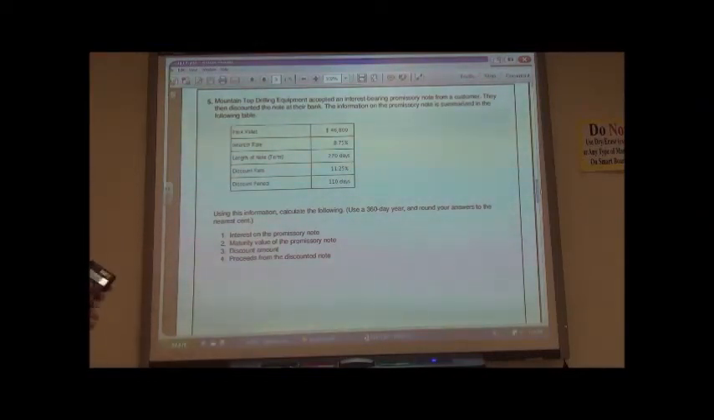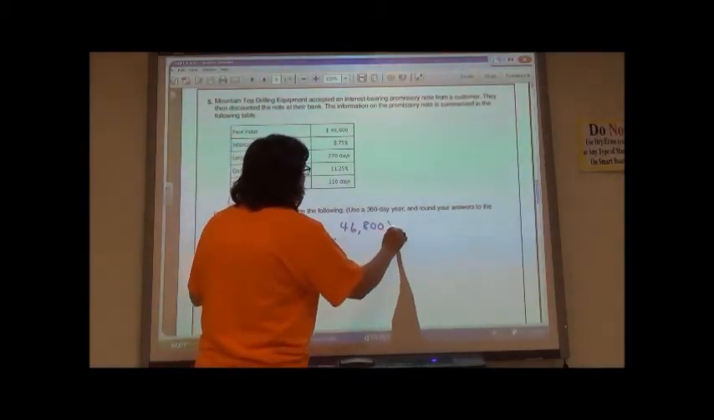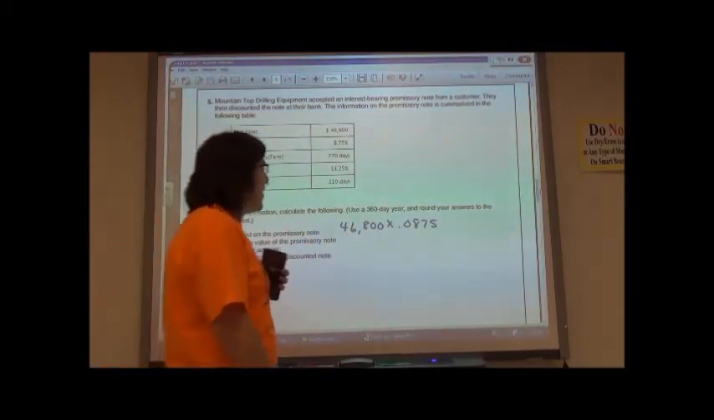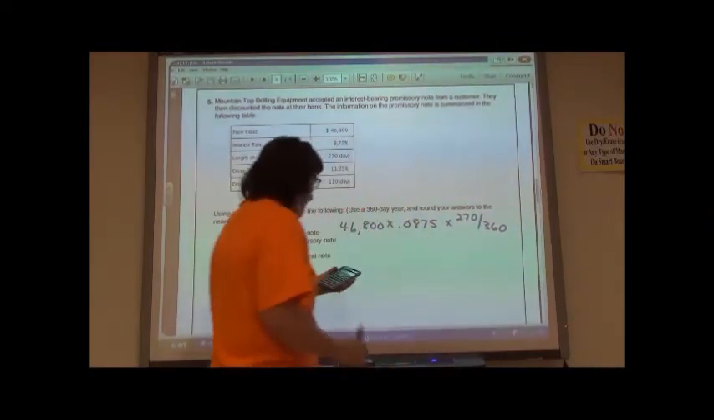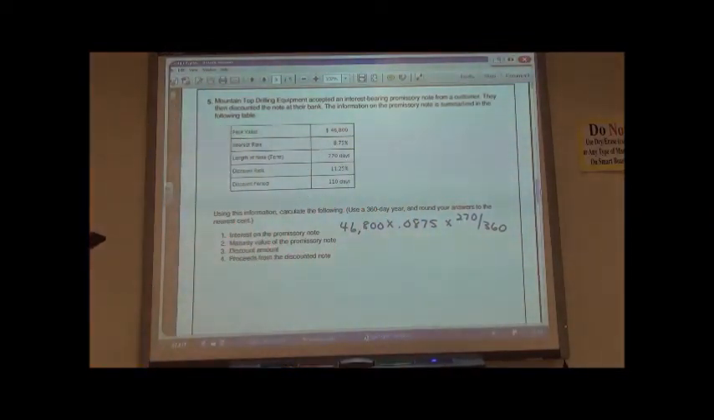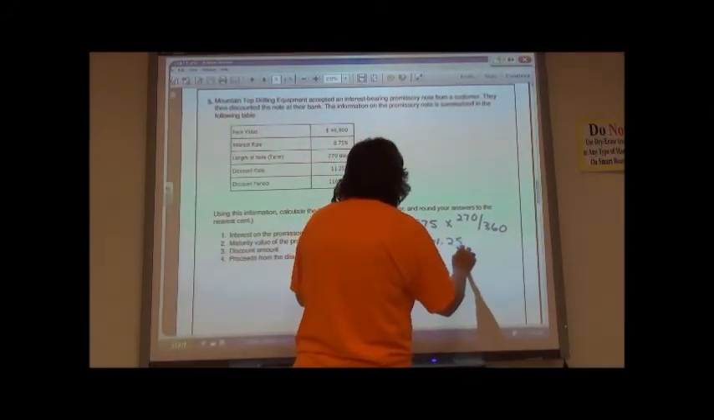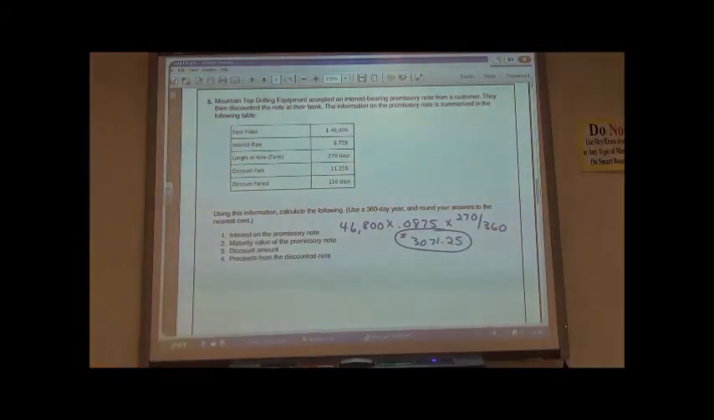So, interest on my promissory note. I have a note for $46,800. My interest rate is 8.75%, so 0.0875. The length of my note, 270 out of 360. So, 46,800 times 0.0875 times 270 divided by 360 gives me $3,071.25. That is going to be the interest on my promissory note.